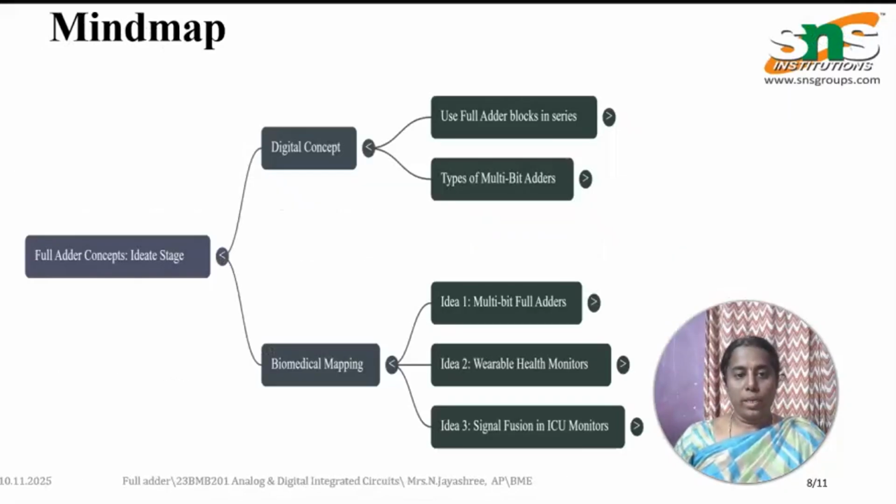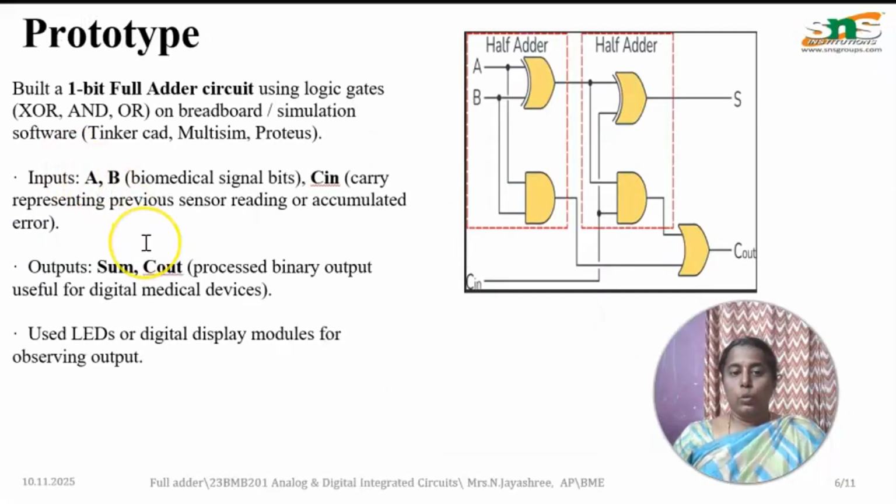Next is the prototype stage. We already defined the full adder with 3 inputs and 2 outputs. So we define the circuit with 2 half adders combined together to form the full adder circuit. The first box indicates the first half adder and the second parallel box indicates the second half adder, both together forming the full adder circuit with 3 inputs and 2 outputs.